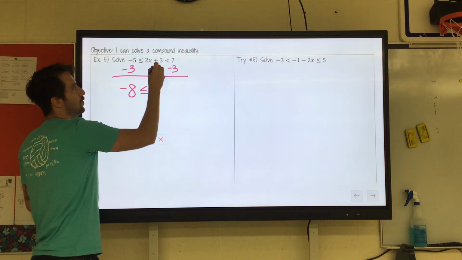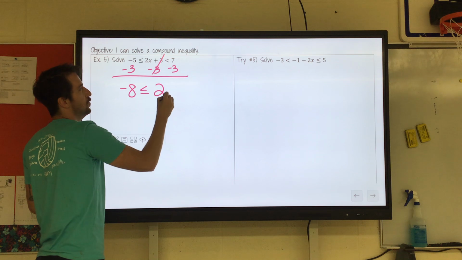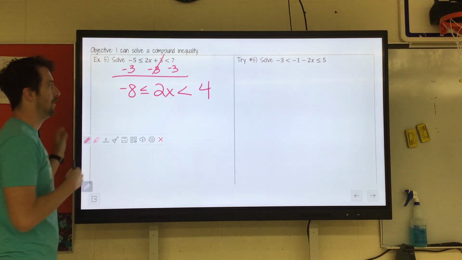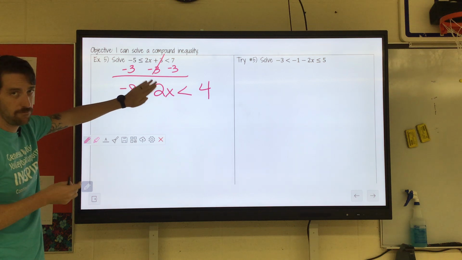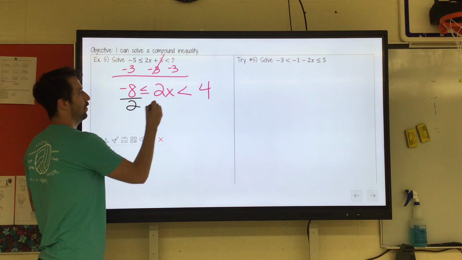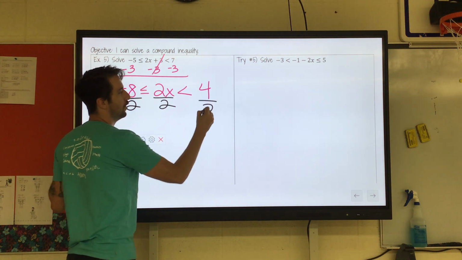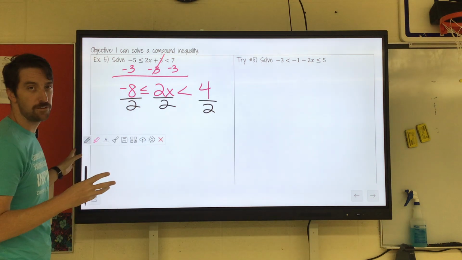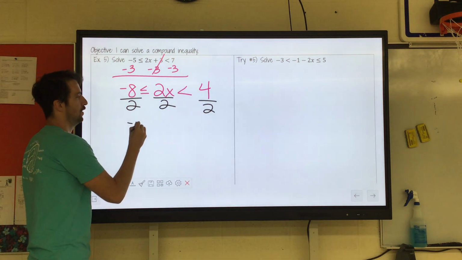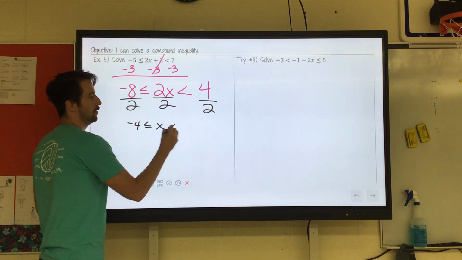Is less than or equal to. Those cancel, so we just have 2x in the middle. 7 minus 3 is 4. Now, if we were just solving 2x is less than 4, we would divide by 2. We're just going to do it to all the parts. Remember, if you divide or multiply by a negative, you have to flip the inequalities, but we're good here. So we'll have -4 less than or equal to x is less than 2.